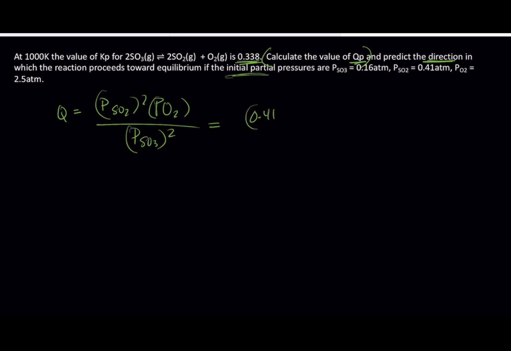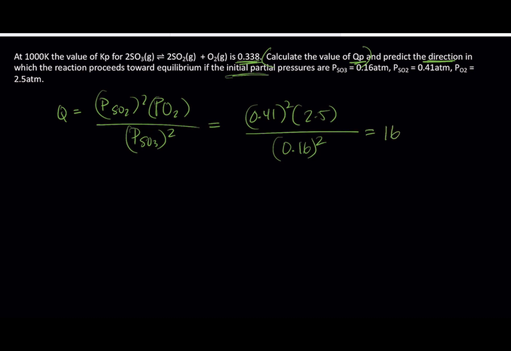So, calculate Qp. First, let's start with a Q expression. Q is going to be equal to PSO2 squared times PO2 over PSO3 also squared. And we'll plug in what we have. These are initials, so let's go ahead and plug those in. This says 0.41 squared times 2.5, not squared, over 0.16 squared. We would go ahead and solve for that, and we would get that Q is equal to 16.